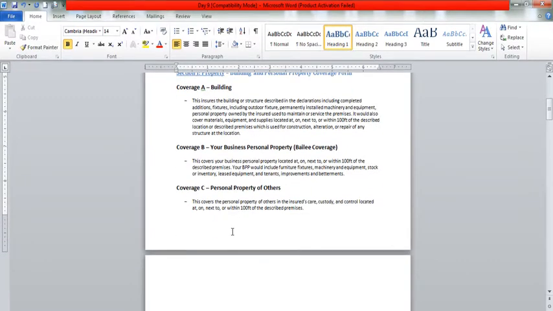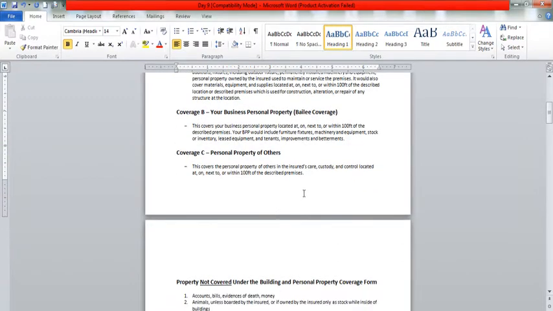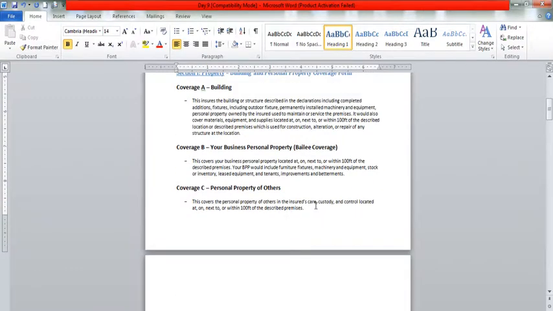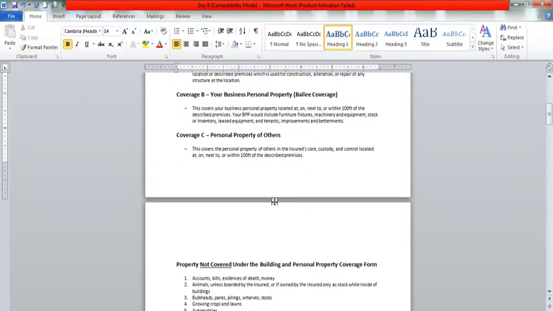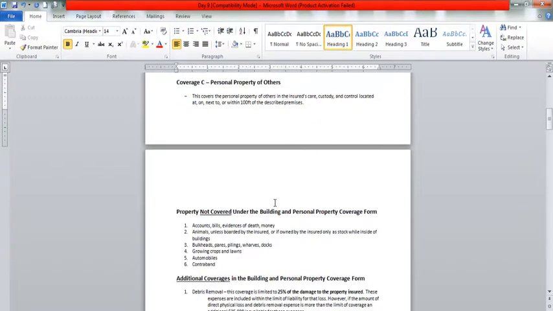Personal property of others. This covers the personal property of others in the insured's care, custody, and control, located at or next to, within 100 feet of, the described premises. Let's say a renting warehouse. That's not your items, but you are covering for somebody else. Like I said, it depends on what type of coverage you are planning to do. Building coverage will be for those people that are planning to own a building, but they're renting out the store, so they want the building coverage. So it depends on what type of coverage your customer needs.